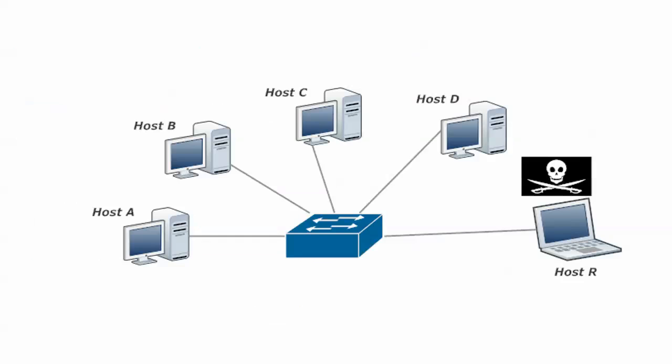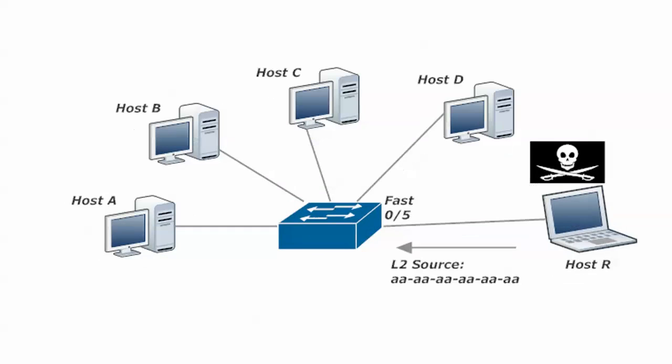So we're going to mess that up a little bit now because we have host R now, this pirate laptop. And it has managed to get connected to our switch, and it wants to launch a MAC spoofing attack. And what's going to happen here is that host is connected to FastEthernet 0/5, and it's going to send frames spoofing host A's MAC address.